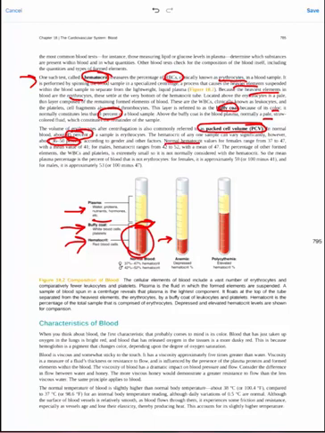So normal hematocrit values for females, this is interesting, or to me anyway, is 37 to 47, with a mean value of 41. And then for males here, the hematocrit ranges between 42 and 52 with a mean of 47.